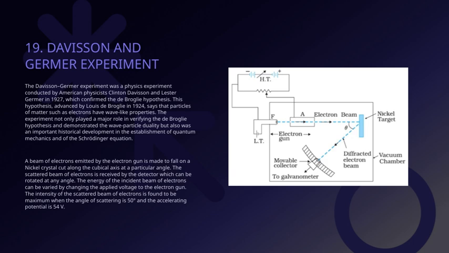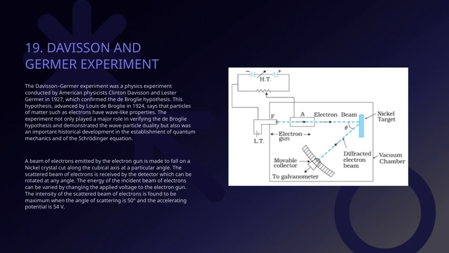What's fascinating is that by changing the voltage applied to the electron gun, we can vary the energy of the incident electrons. When we do this, we notice that the intensity of the scattered electrons reaches a maximum at a scattering angle of 50 degrees, specifically when the accelerating potential is about 54 volts.